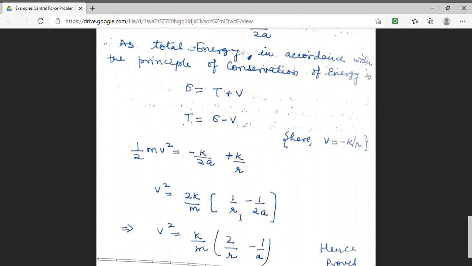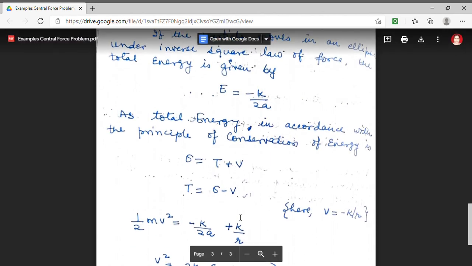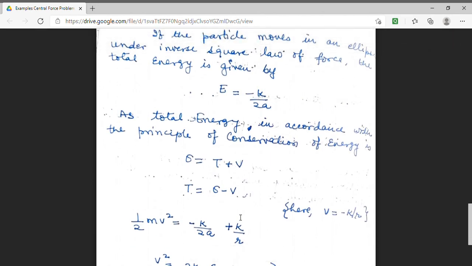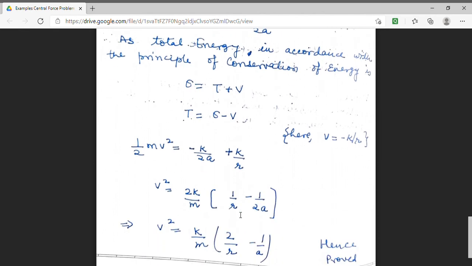So using elliptical motion for a particle under the inverse square law of force, we have derived that v square is k by m multiplied by 2 by r minus 1 upon a. So these are very important problems for the clear understanding of the central force problem. Thank you students for watching.